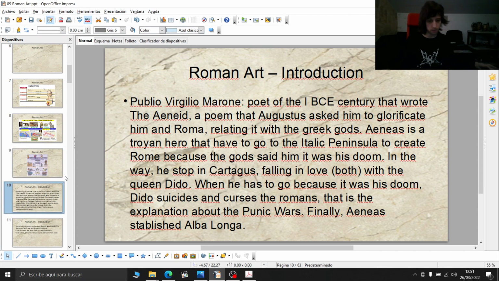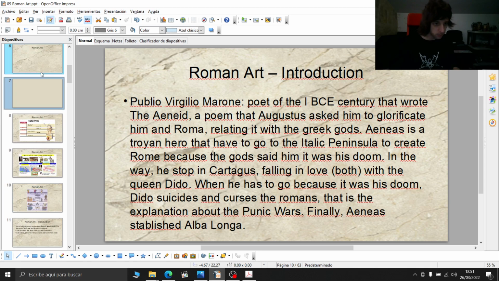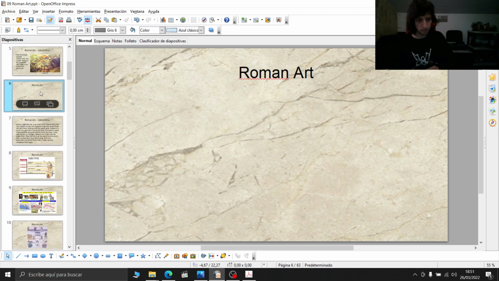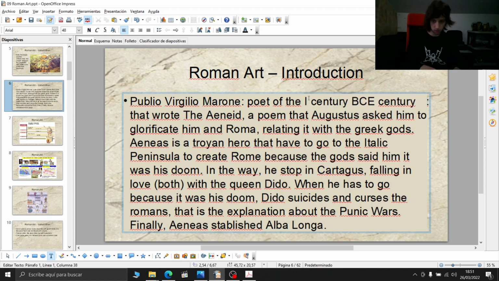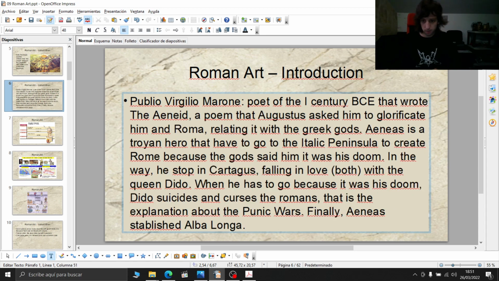And here, mythology. Publius Vergilius Maro, poet of the 1st century BCE, wrote the Aeneid, a poem that Augustus asked him to write to glorify him and Rome, relating it with the Greek gods.